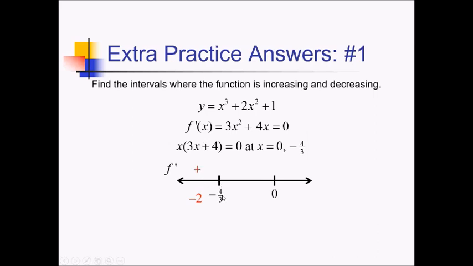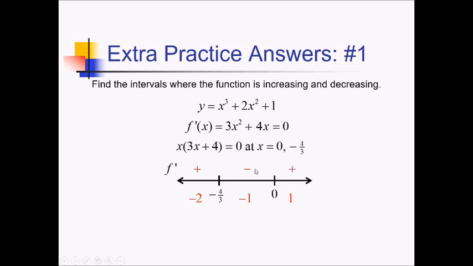And then something between negative 4/3 and 0, how about negative 1? So that's going to be a negative and a positive gives me a negative. And then something bigger than 0, let's try positive 1. So that's positive times a positive is a positive.